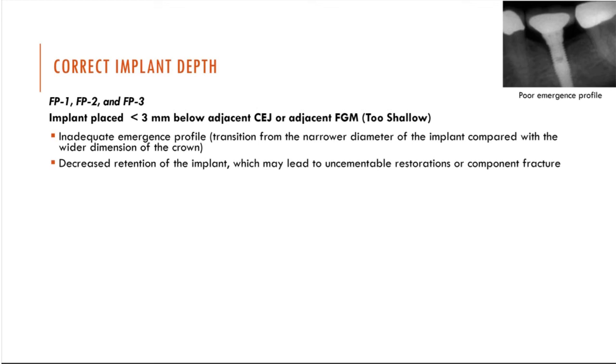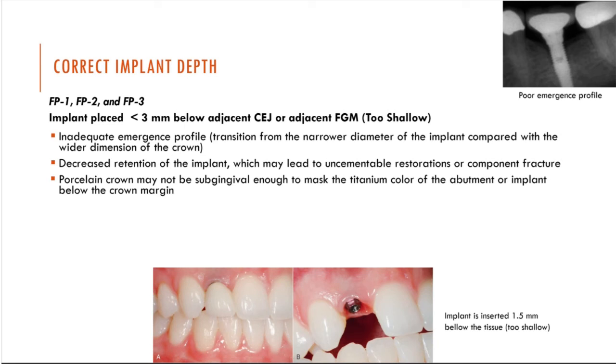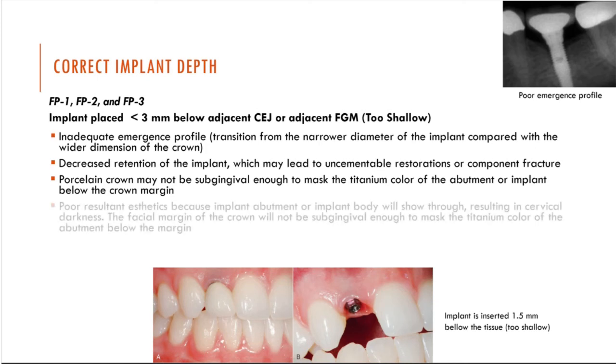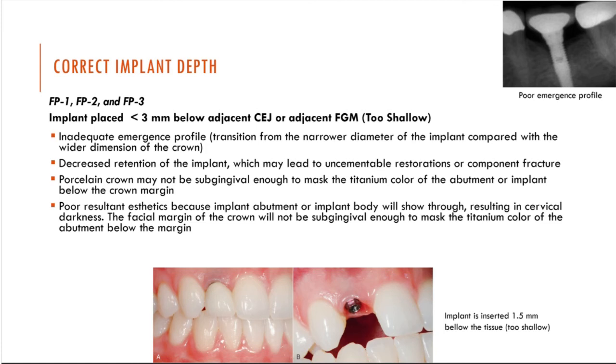And it will also cause decreased retention of the implant, which may lead to uncementable restorations or component fractures. The porcelain crown may not be subgingival enough to mask the titanium color of the abutment or implant below the crown margin. It can also cause a poor resultant aesthetic because the implant abutment or implant body will show through, resulting in cervical darkness.